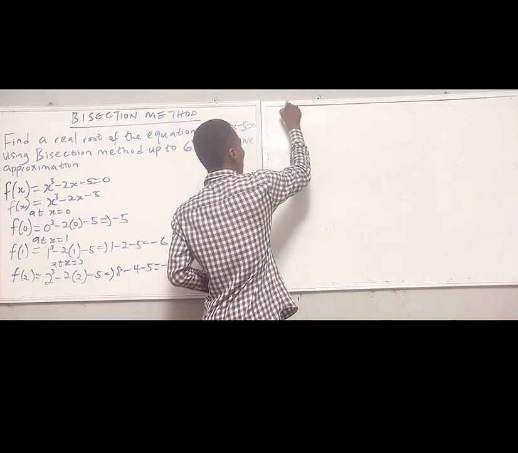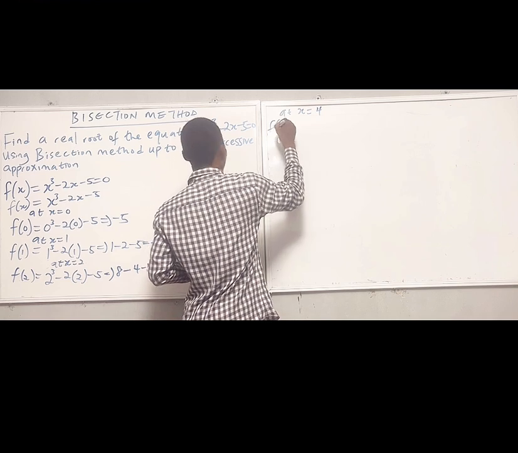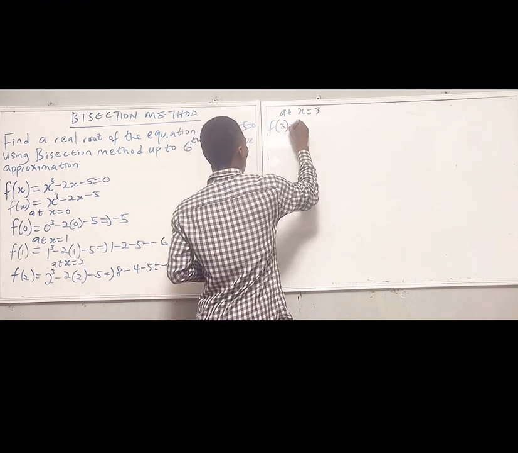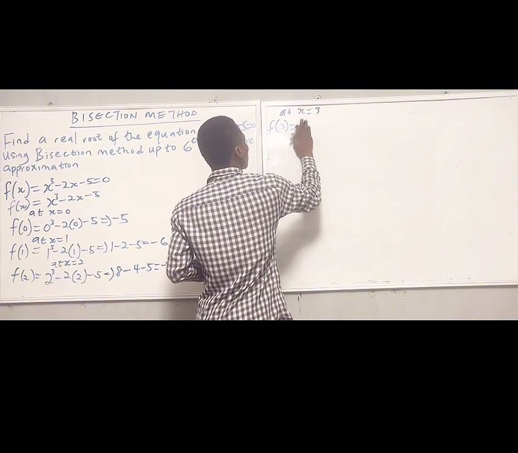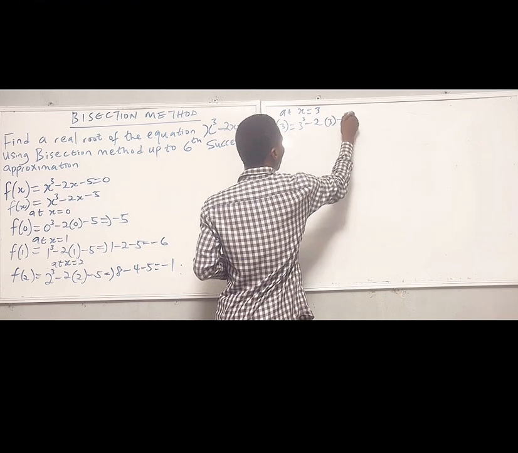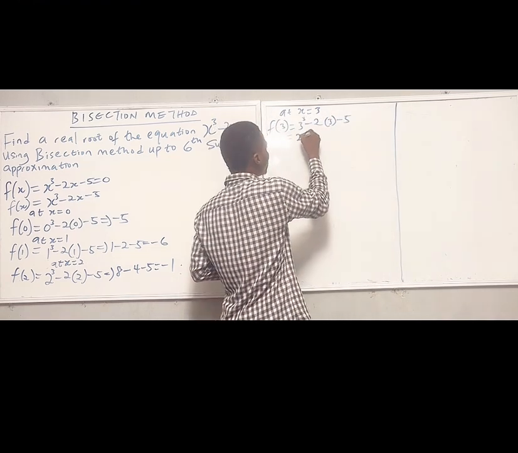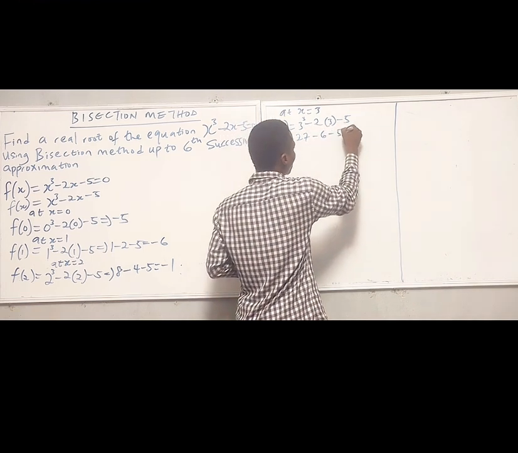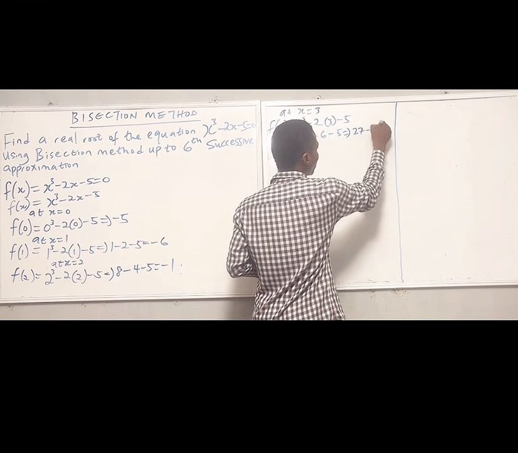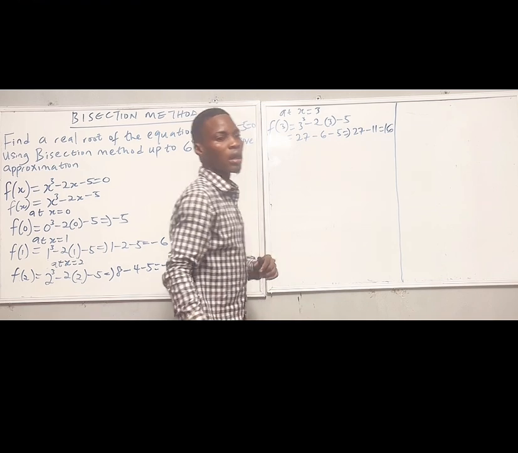So I'm going to consider x is equal to 3. I'm going to have f of 3 is equal to 3 to the power of 3 minus 2 into 3 minus 5. 3 to the power of 3 is 27. 27 minus 6 minus 5, that is 27 minus 11, which is 16. You can see that I have positive here. So I will now go to more.